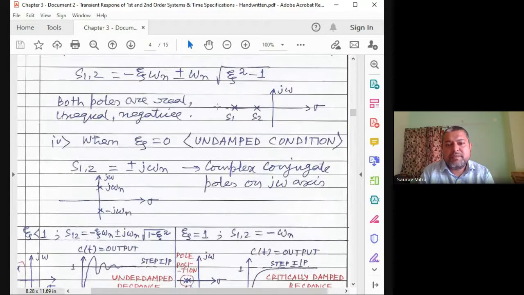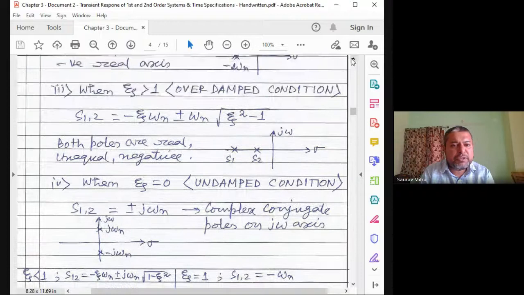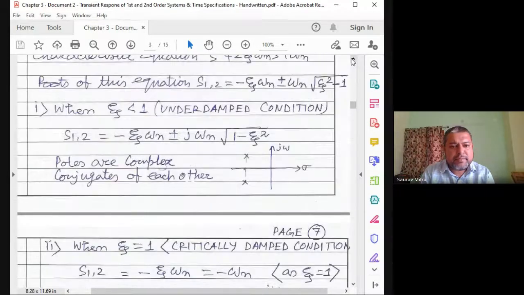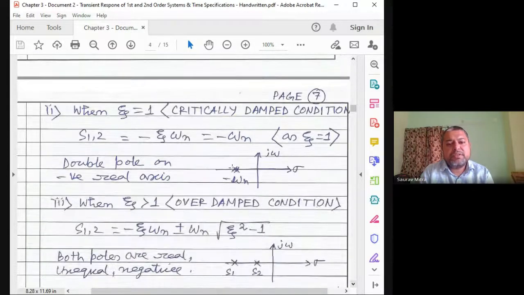The pole position is this. This is the pole position when everything is real, and I think critical damping is shown above. So this is the underdamping, and this is called critical damping. There are two poles at the same position in the real part. So this is also a stable pole. Both the poles are at minus omega n.